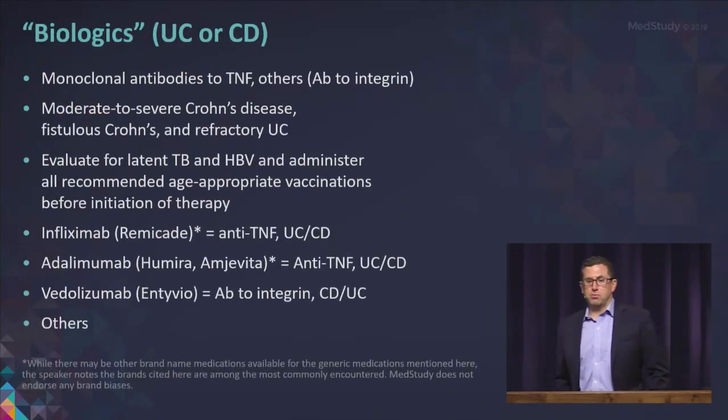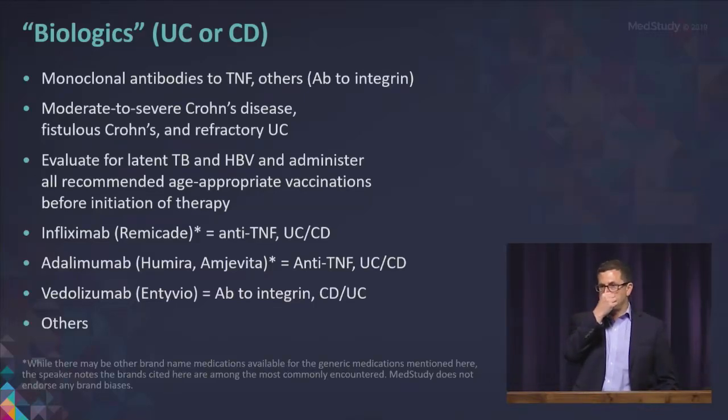Biologics are being used more and more frequently in ulcerative colitis and Crohn's disease. These are medications that include monoclonal antibodies to TNF-alpha and some other ones, including antibodies to integrin. So these play a role in modulating the immune system. Generally, they're used for moderate to severe Crohn's disease, like in the patient in our question. It could be used for fistulizing disease in Crohn's and also for refractory ulcerative colitis.